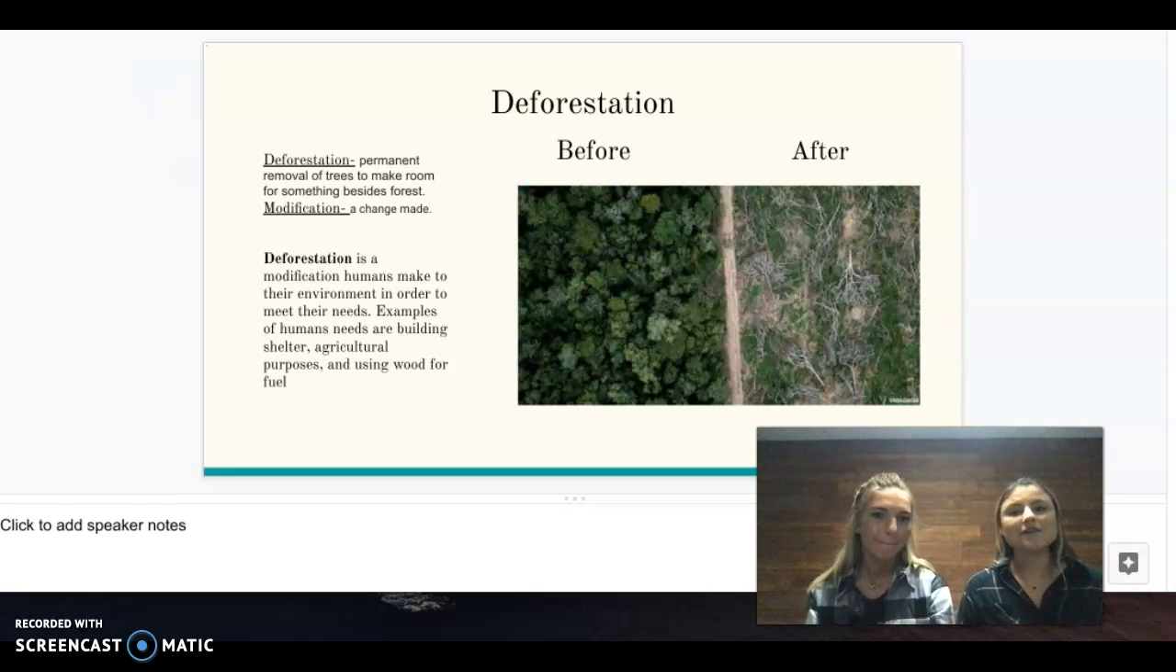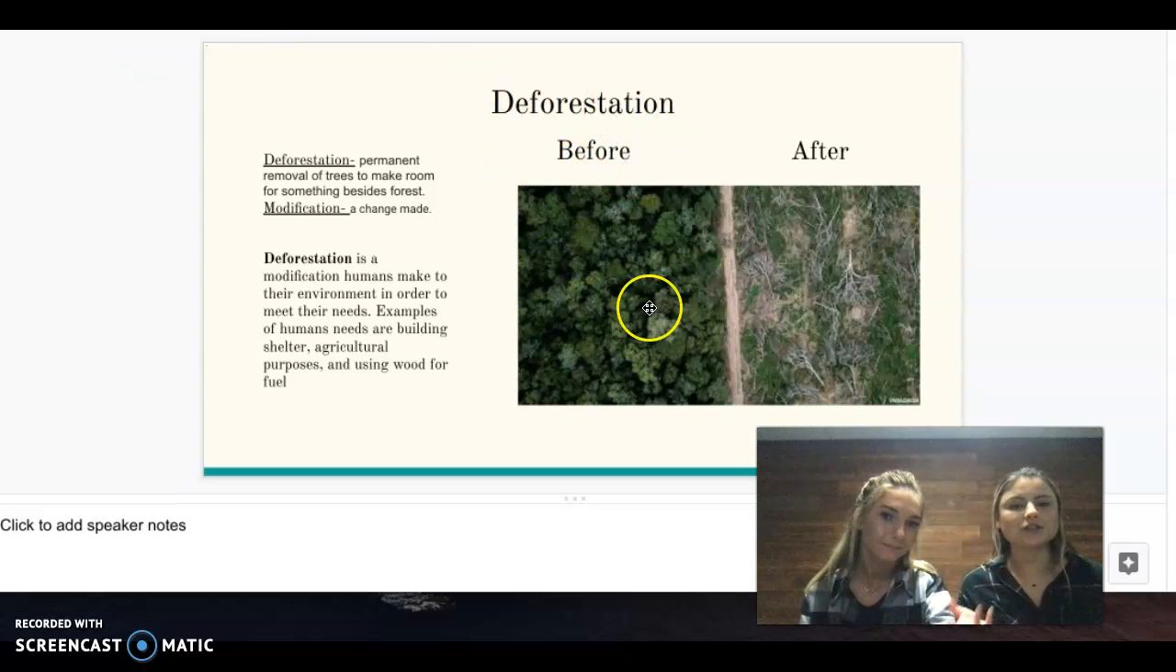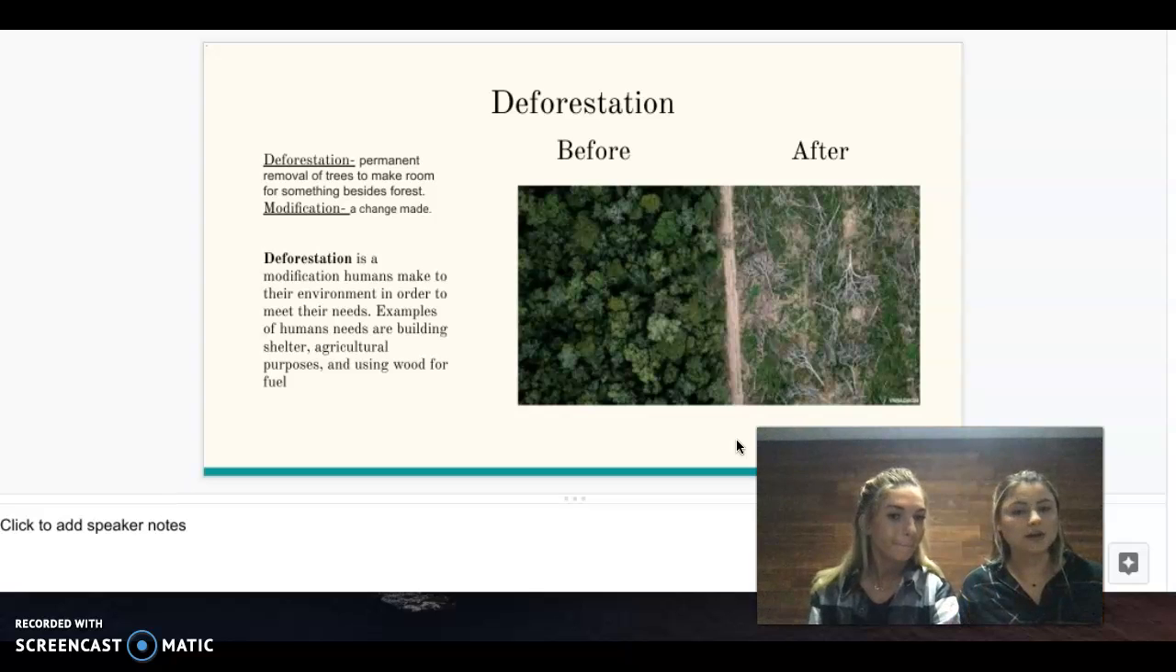So an example of a modification to the environment that humans made is deforestation. On the picture to your left, under before, you can see that there's a bunch of pretty green trees, and on the picture to the right, under after, the trees are chopped down. So this is an example of what humans did in order to meet their needs. They needed either wood for fire, they needed that land for shelter, and they did this at the cost of the environment.